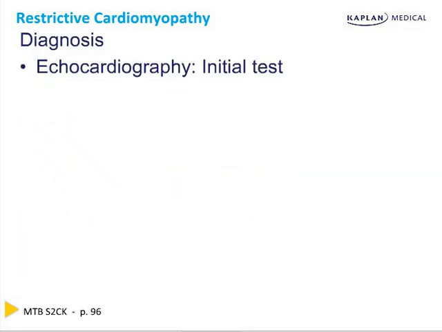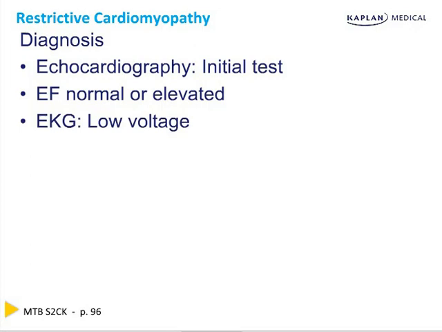The best initial test is the echocardiogram. The ejection fraction will sometimes be normal. Occasionally it's elevated. The EKG shows nothing specific. Low voltage. Obese people can have low voltage, and barrel chest, fat people, and people with large breasts can have low voltage, and pericardial tamponade and effusion can have low voltage. It just means that the impulses are not able to transmit through too much, but that's pretty nonspecific.